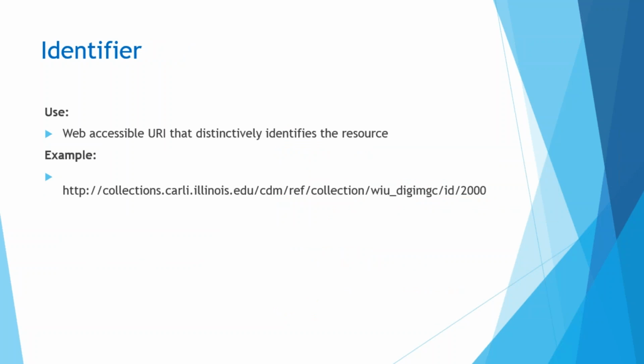The identifier field is required and is not repeatable. Sorry, it is not visible in the DPLA user interface. Local identifiers should not be used in this field as it does not aid in search and discovery. The value for the identifier should be a web accessible URI that distinctly identifies the resource.